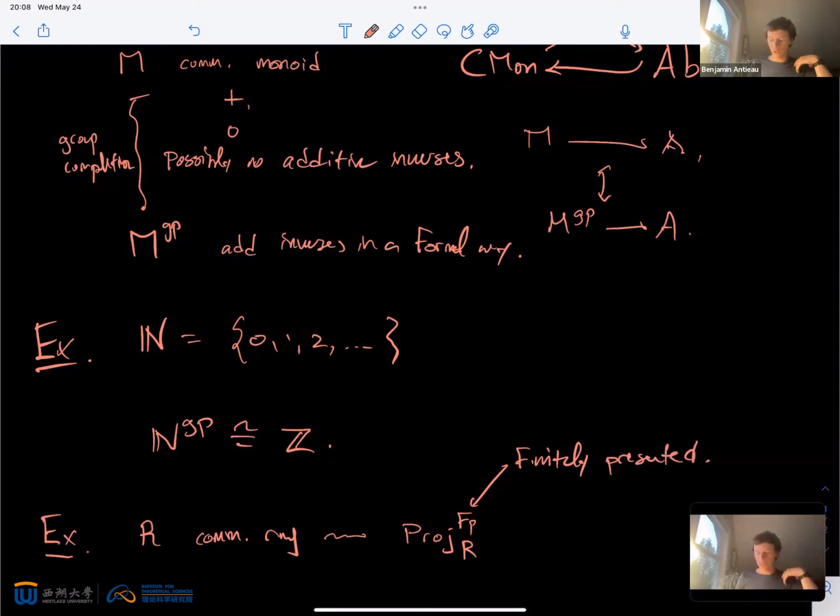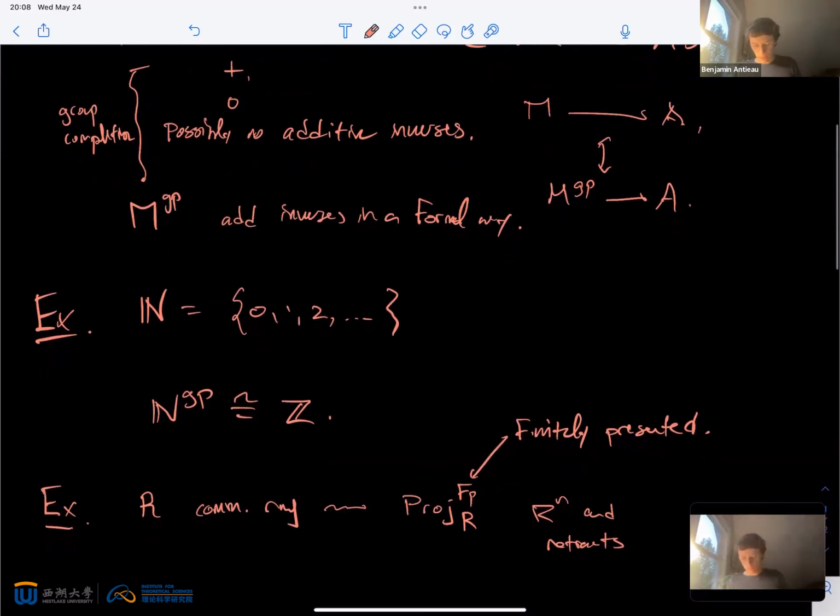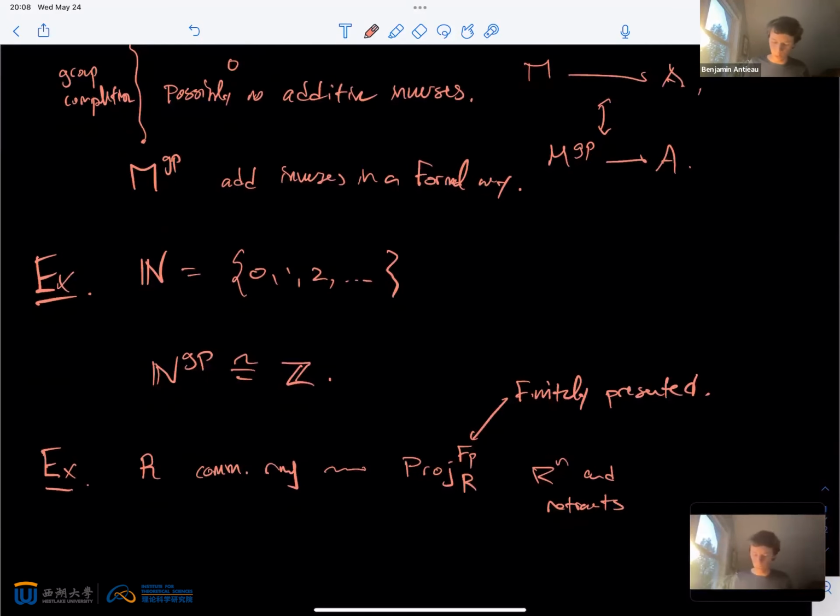So this contains all finite sums of R^n and retracts of those, because those are what the projective ones are. I'm viewing this as a full subcategory of the abelian category of R-modules. And this has one crucial feature: it has direct sums. So it has some kind of operation. If I have two projective modules, I can take their sum.